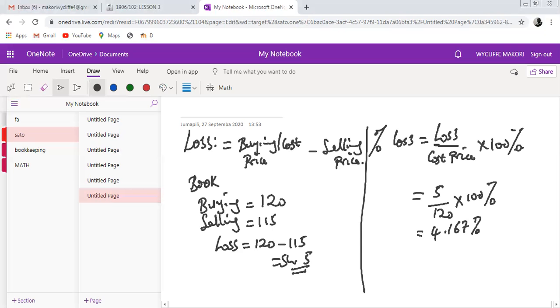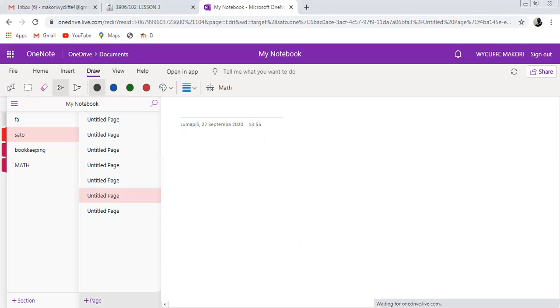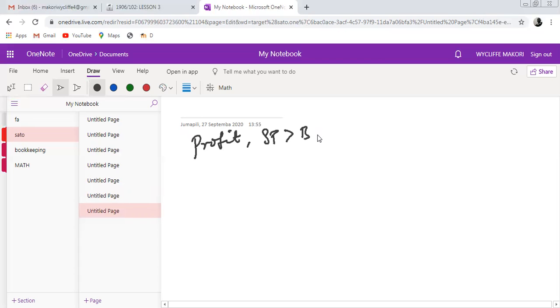After knowing how the two terms are used and how to calculate them, we can now see how they are applied in business. You will note this: if a business has made a profit, then it means that the selling price is greater than the buying price.